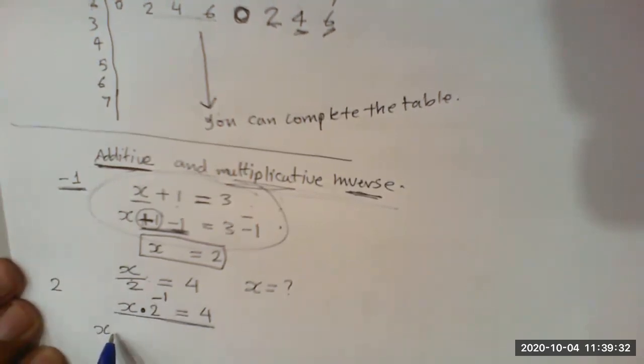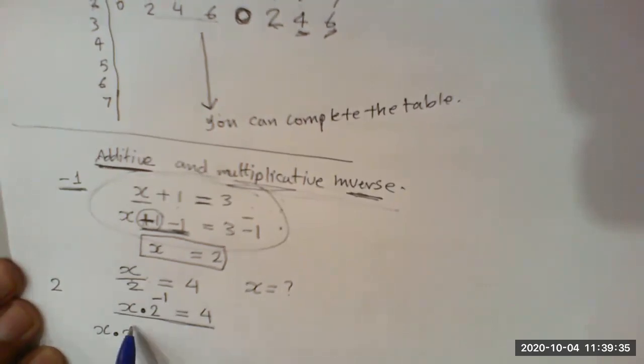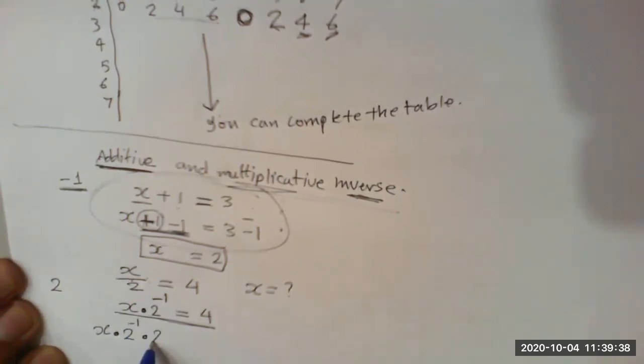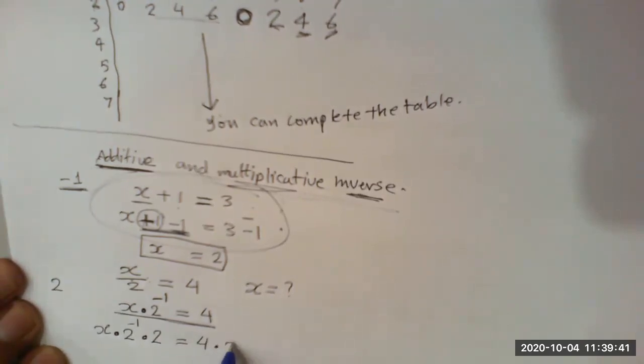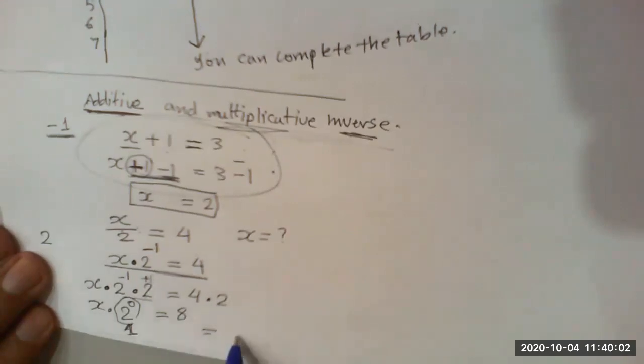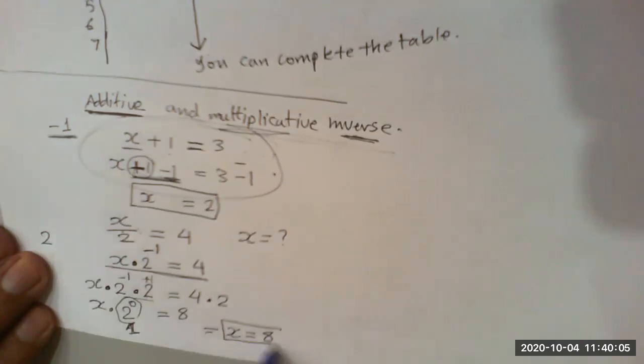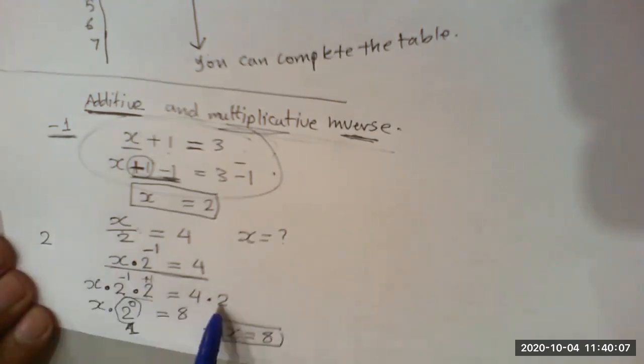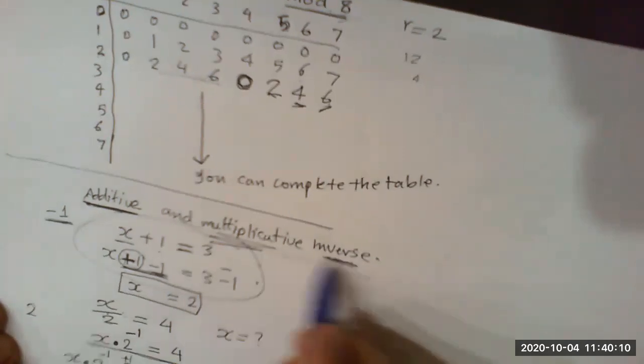So x multiplied by 2 to the power -1 multiplied by 2 equal 4 multiplied by 2. This is going to have 2 to the power -1 plus 2 to the power +1. This is going to have x times 2 to the power 0 equal 8. This is 1. This means x equal 8. What I have done here is just multiply both sides by the multiplicative inverse of 2.